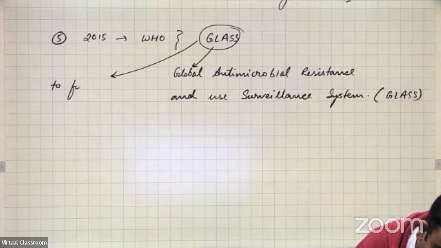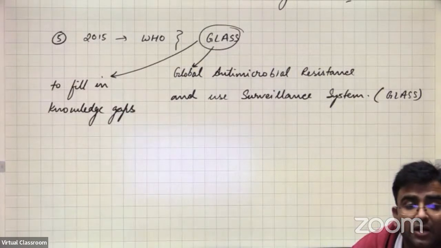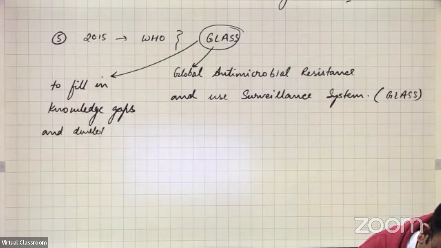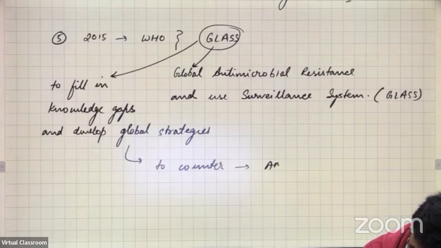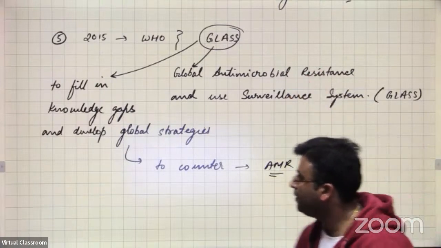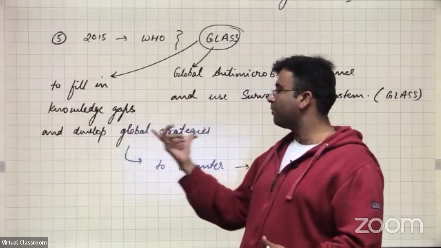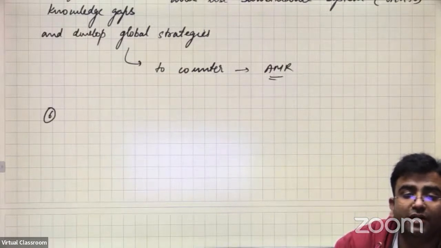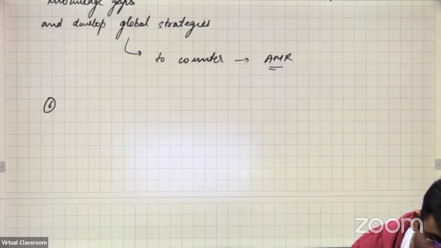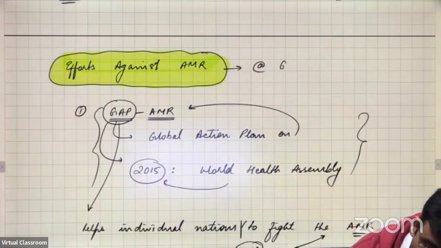All right. So this GLASS is an effort of the World Health Organization to fill in knowledge gaps and develop global strategies to counter antimicrobial resistance. This GLASS is a system where people can put in their knowledge about antimicrobial resistance at one place, so that all the information can be used to develop a global strategy to fight antimicrobial resistance, and it has been started by none other than the World Health Organization. So these are the efforts against antimicrobial resistance at global level.